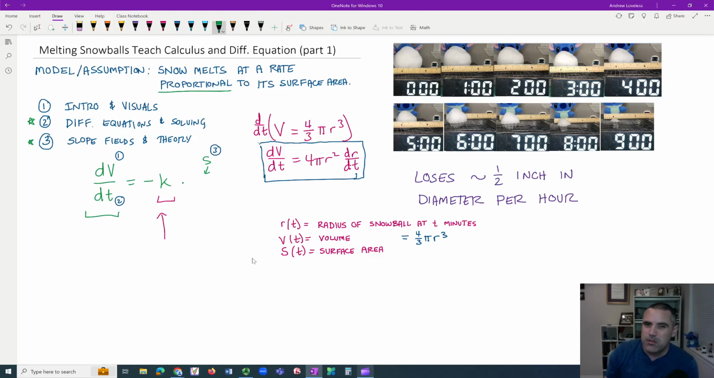The place you end up using it is in differential equations. The surface area of a sphere is 4 pi r squared. Now, there's an interesting observation that that's the derivative of this with respect to r. There's a reason for that.